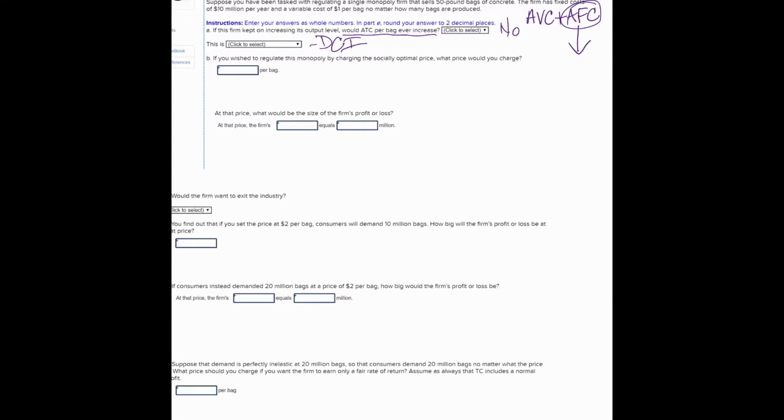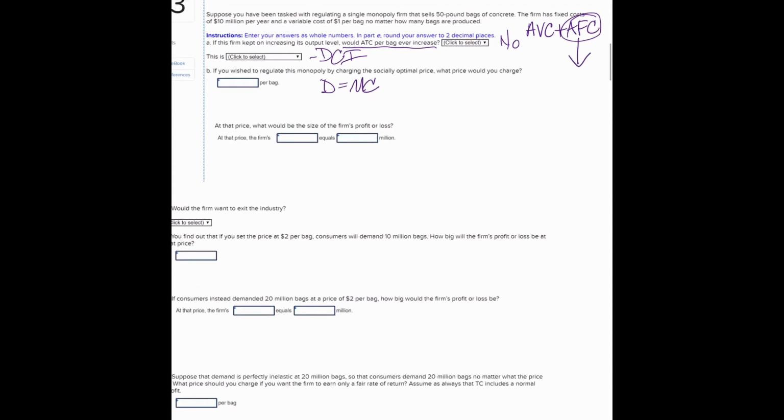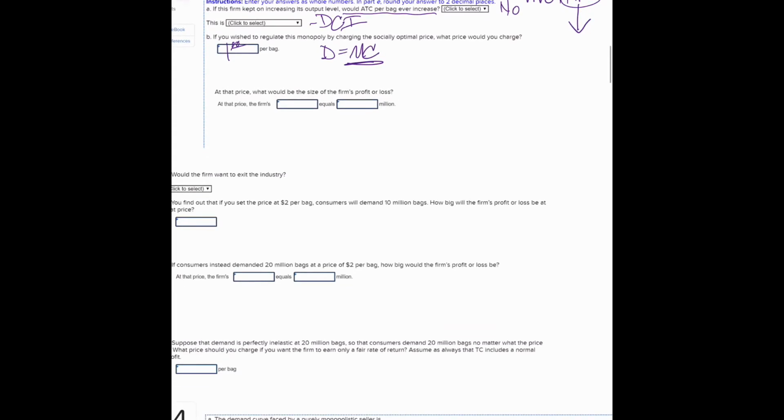If you wish to regulate this monopoly by charging the socially optimal price, what price would you charge? So socially optimal, by definition, is where demand is equal to marginal cost. So we already know our marginal cost from the information given us, and that is $1 per bag. So fixed costs are 10 million. Marginal is $1 per bag, no matter how many bags are produced. So if we were going to regulate at socially optimal, we would charge that marginal cost. That means that that's as much as society wants at that price.